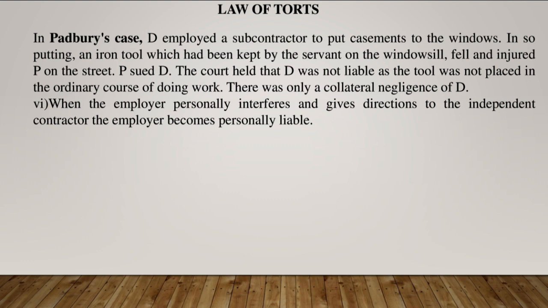In Padbury's case, D employed a subcontractor to put casements to the windows. In so putting, an iron tool which had been kept by the servant on the windowsill fell and injured P on the street. P sued D. The court held that D was not liable, as the tool was not placed in the ordinary course of doing work. There was only a collateral negligence of D. 6. When the employer personally interferes and gives directions to the independent contractor, the employer becomes personally liable.